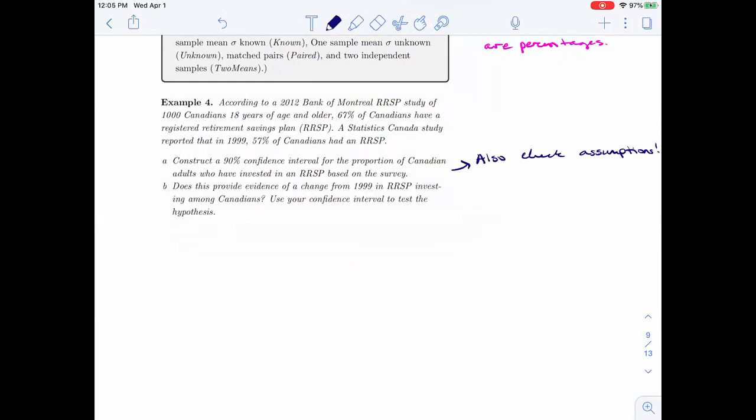Right, and because we're doing a confidence interval and a hypothesis test, you can check both of those conditions, just to get used to checking both at the same time. Okay.